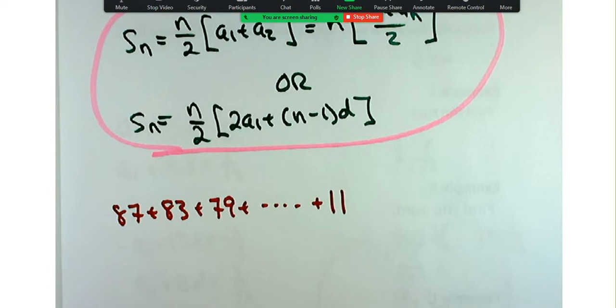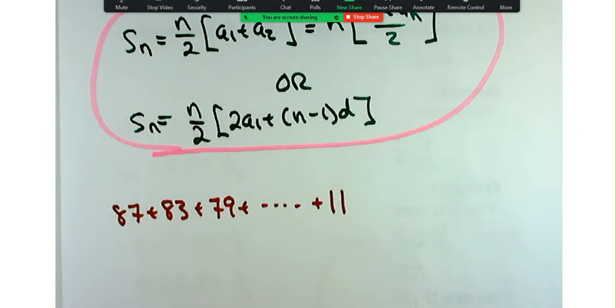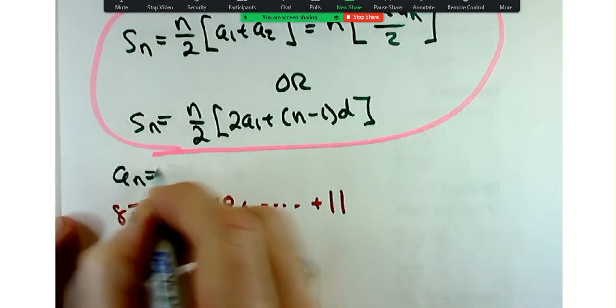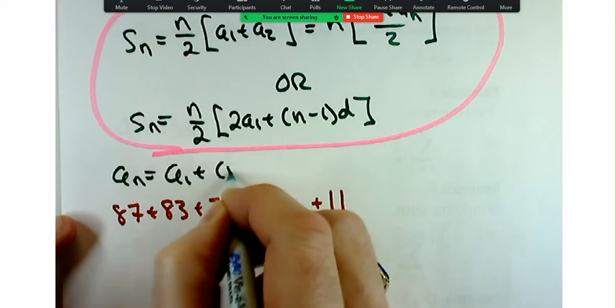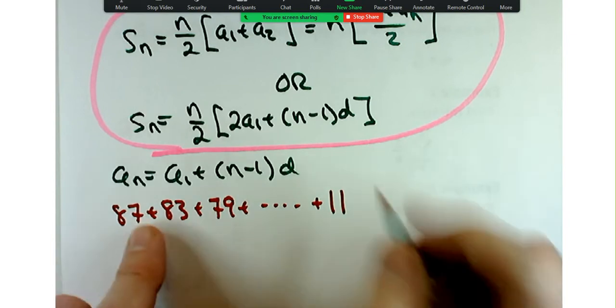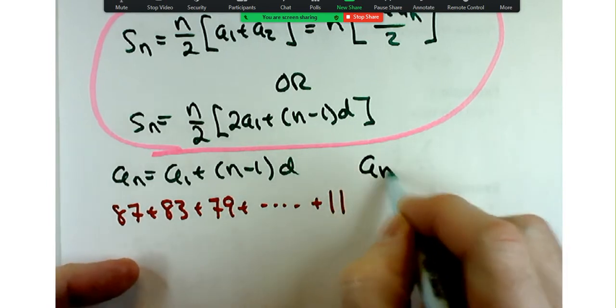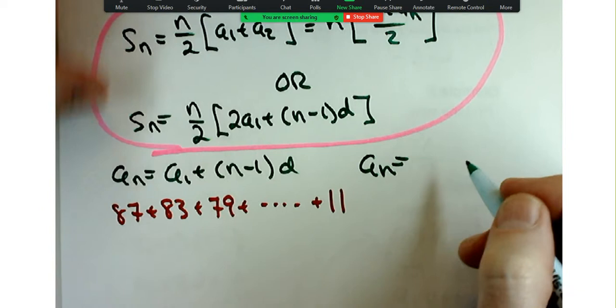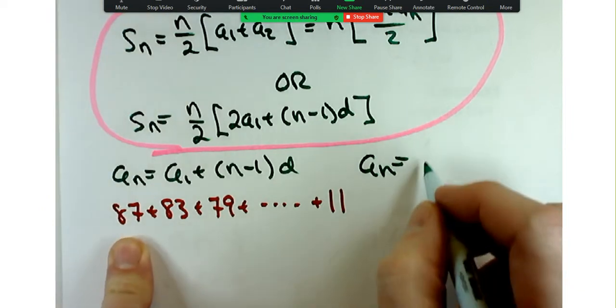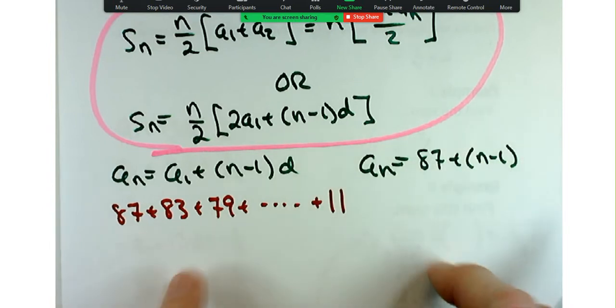Kennedy, maybe you can remind me, what's the general form of a term in an arithmetic sequence? How's that look? I'll help you out. It's going to be a sub n equals a sub 1 plus n minus 1 times d. Let's see if we can write that for this sequence. Well, a sub 1 is what in this particular sequence? That's our first term. That's 87. Plus n minus 1 times d. What's d for us here?